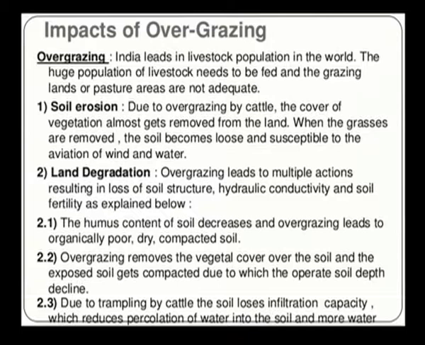Land degradation. Overgrazing leads to multiple actions resulting in loss of soil structure, hydraulic conductivity and soil fertility. So, how does soil fertility get affected? The humus content of the soil, that is the fertile part, gets decreased. Overgrazing leads to organically poor, dry, compacted soil. Overgrazing removes the vegetal cover of the soil and the exposed soil gets compacted, due to which soil depth declines. Due to trampling by cattle, the soil loses infiltration capacity, which reduces percolation of water into the soil and more water is left to run off.